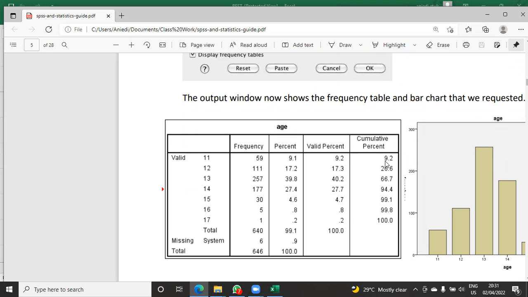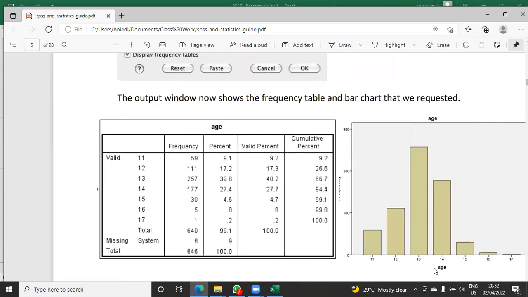So the cumulative percentage starts with the first one, sorry, not the lowest. The first one was 9.2. So you take 17.3 and add with 9.2, and it will give you 26.6. You understand? Then you take and add until you have this 100. So that is for that analysis.